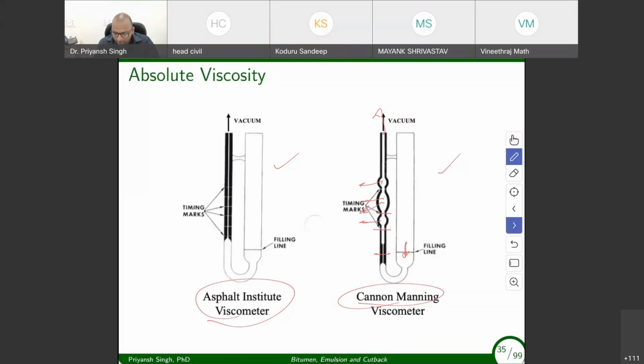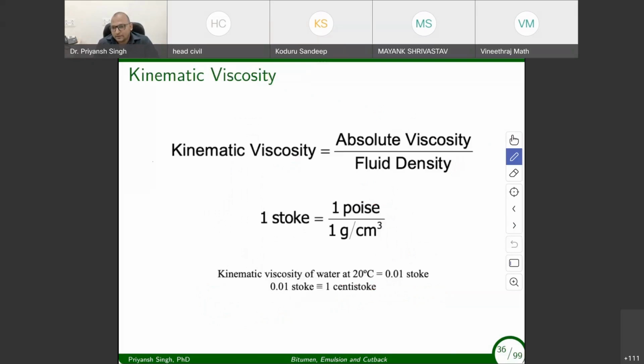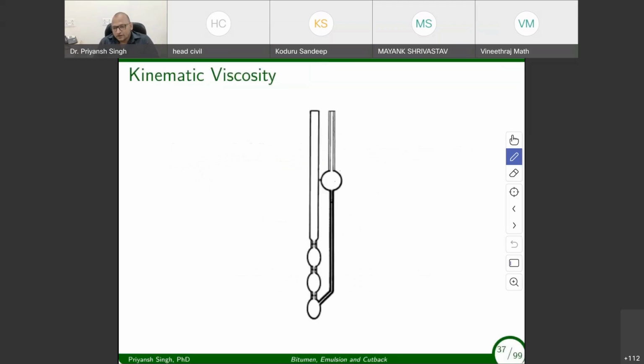A similar type of arrangement is used for kinematic viscosity. The kinematic viscosity is absolute viscosity divided by the fluid's density. This is the more realistic parameter because whenever you are mixing or compacting, the binder will undergo kinematic viscosity, or flow due to its density. That can be measured by using cross viscometers or the Cannon-Fenske tube.